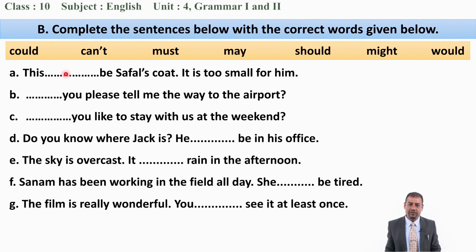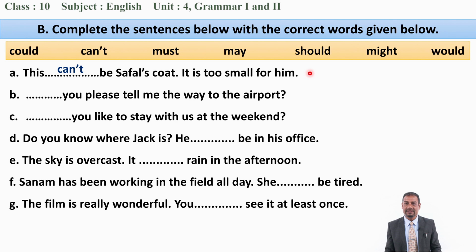Now, can you tell me what is the correct modal verb that you have written in the first sentence? This could be Safal's coat, or this can be Safal's coat, or this must be Safal's coat, or this may be Safal's coat. What did you write there? Okay, let me check whether you are right or wrong. Yes, your answer should be: this can't be Safal's coat.